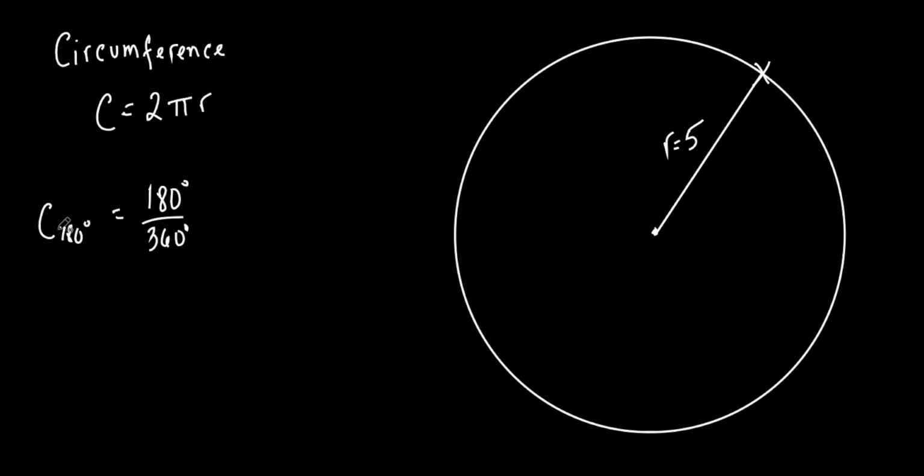So what would the circumference be of half a circle? It would just be 180 over 360 of 2 pi r. That's right. 2 pi r.